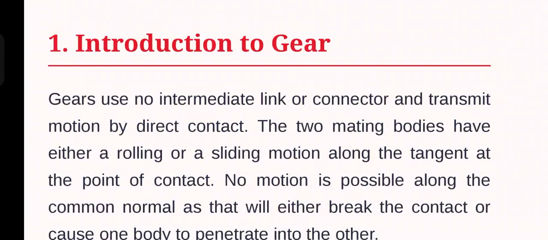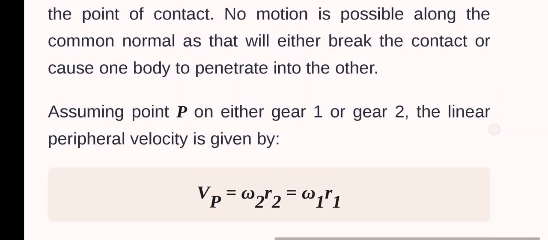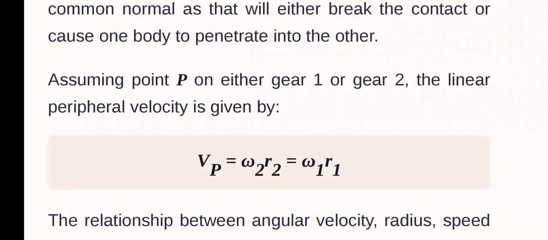Gears. Introduction to gear. Gears use no intermediate link or connector and transmit motion by direct contact. The two mating bodies have either a rolling or a sliding motion along the tangent at the point of contact. No motion is possible along the common normal as that will either break the contact or cause one body to penetrate into the other.